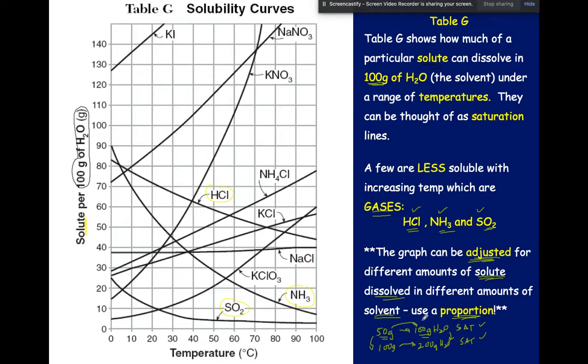If also you went down to 50 grams of water, you cut it in half, you would also cut the solute in half. So you got to be really careful.